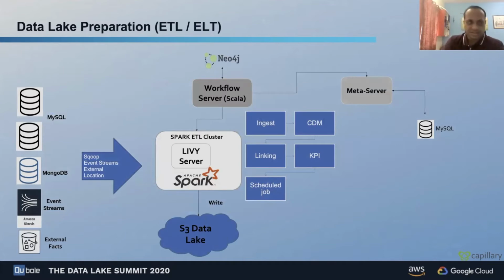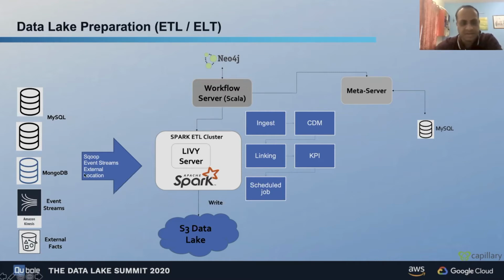Now, coming to the architecture, the left-hand side that you see is essentially the microservices architecture that we have. Each microservice is responsible for doing a certain type of work, and each microservice can have its own data stores. Primarily, it is MySQL and Mongo for us, but it could be event streams. It could be external facts. The external facts are essentially the entities that we don't capture on our platform, but they could be relevant for the data lake for that tenant.